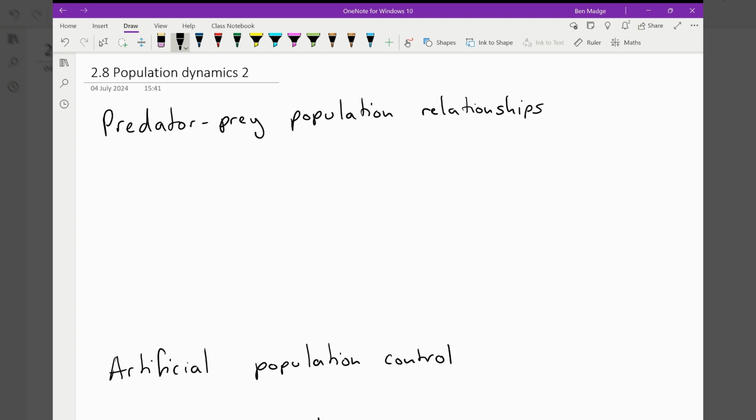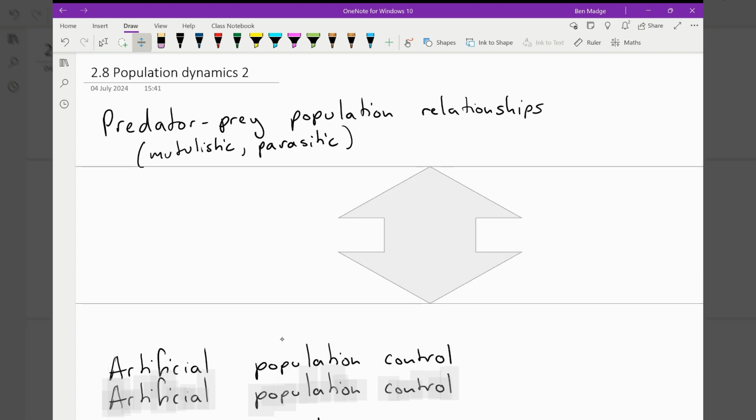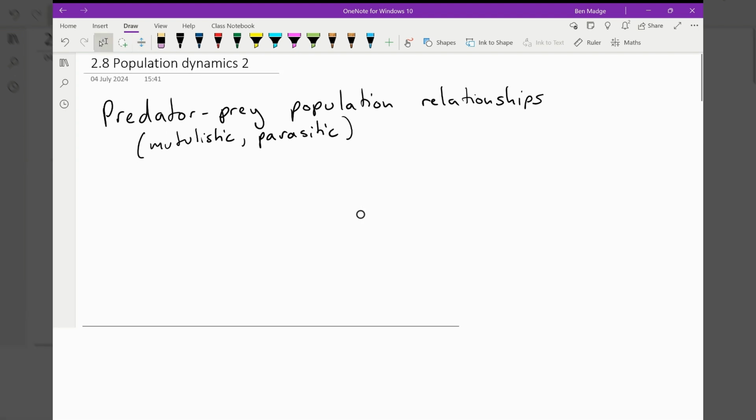There are lots of different types of relationships in ecology. You have predator-prey, you also have mutualistic, where both benefit, and you have parasitic, which is where one benefits at the expense of the other. You also have commensalism, where one doesn't appear to benefit and the other does. So looking at predator-prey populations, we have a classic example, which is wolves and deer. So that's what we're going to look at first.